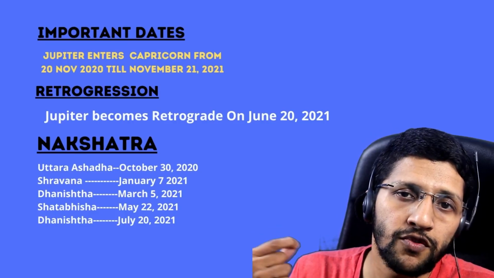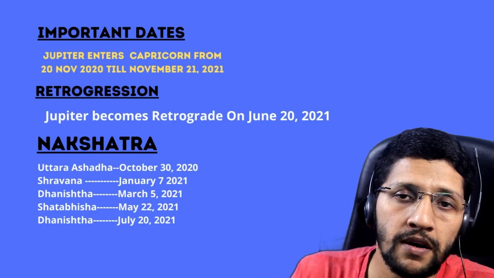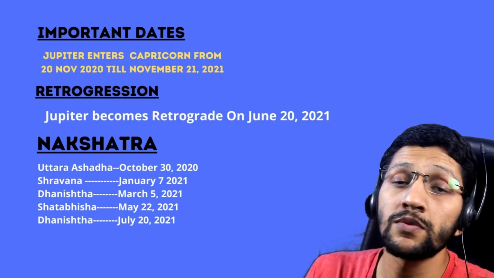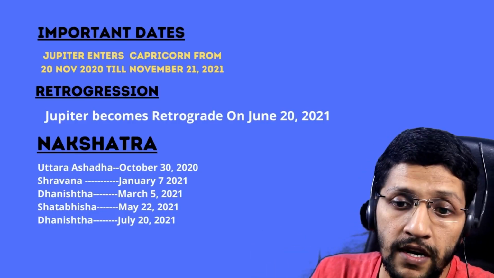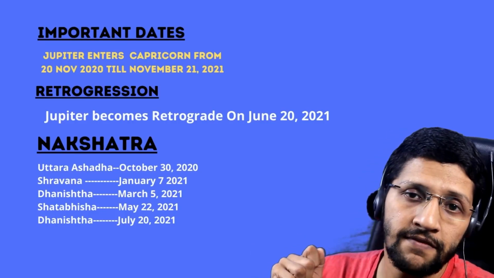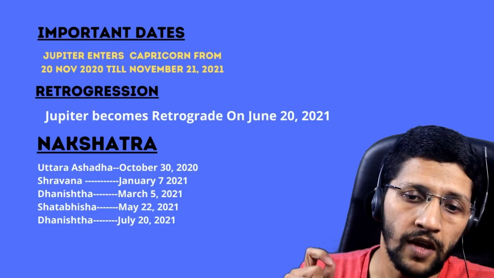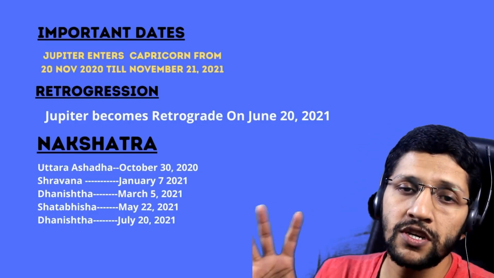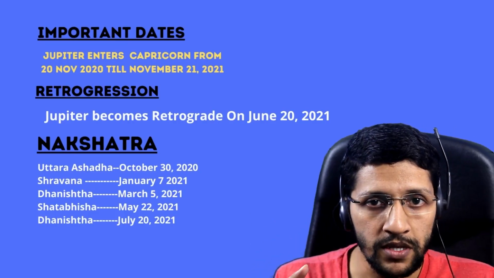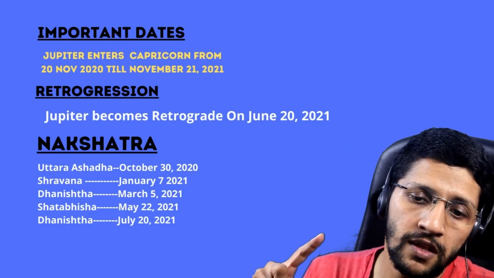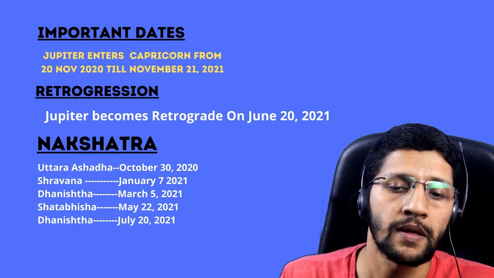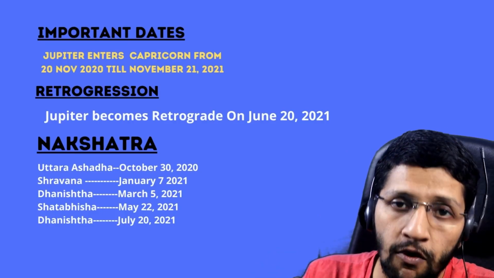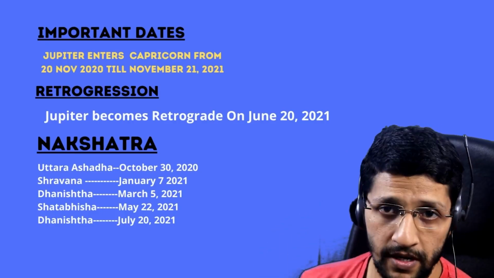and when it comes to nakshatra, just on 30th October, it has moved to the Uttarashada Nakshatra. But for the Capricorn sign, it will move into the Nakshatra of Shravana on 7th January 2021, into Dhanishta Nakshatra in March 2021, and into Shatabhisha Nakshatra in May 2021. It will again go back to Dhanishta in July 2021. So these are the important dates for the transit.